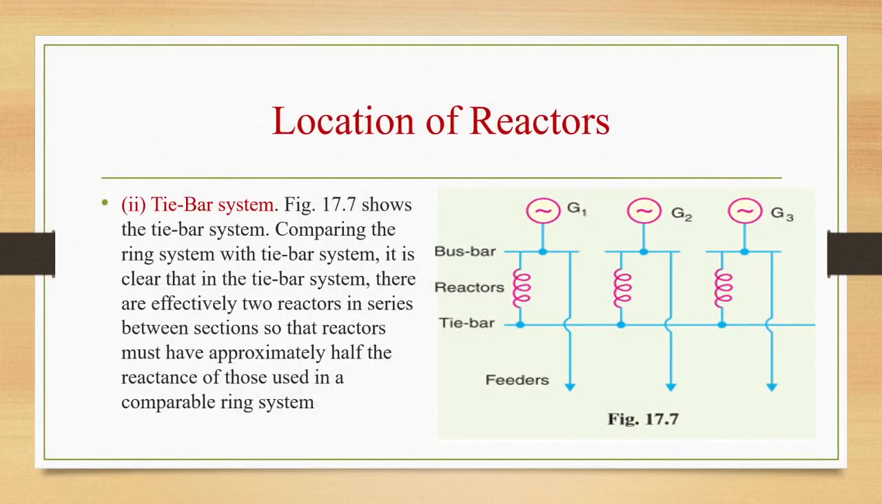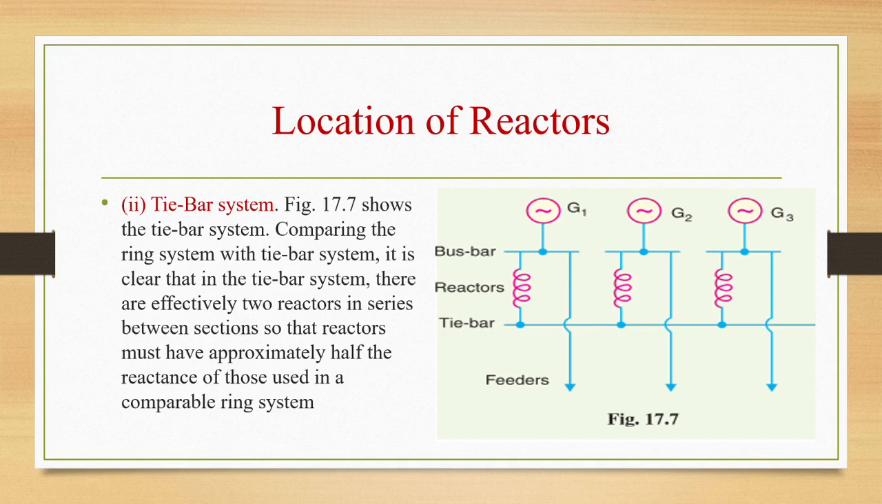Next is the tie bar system. In the figure we can see a tie bar system. Earlier we have seen that they were connected on the horizontal side. Now they are connected vertically like this. This is called the tie bar system. When we compare the ring system with the tie bar system, it is clear that in the tie bar system there are effectively two reactors in series between sections. So the reactors must have approximately half the reactance of those used in a comparable ring system.